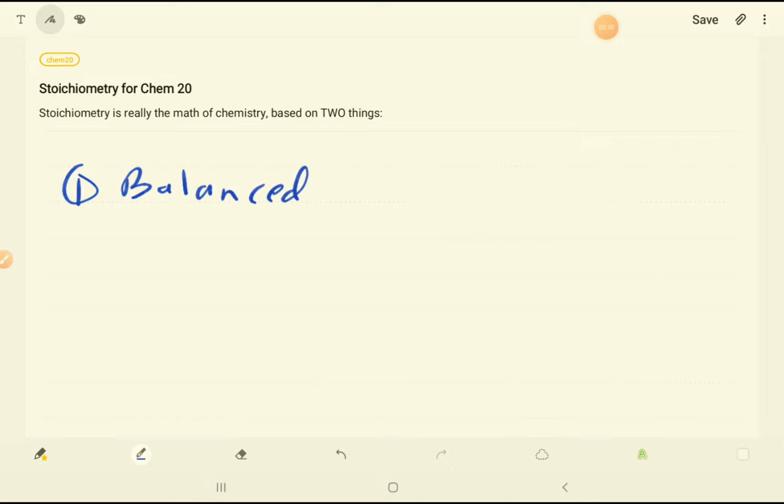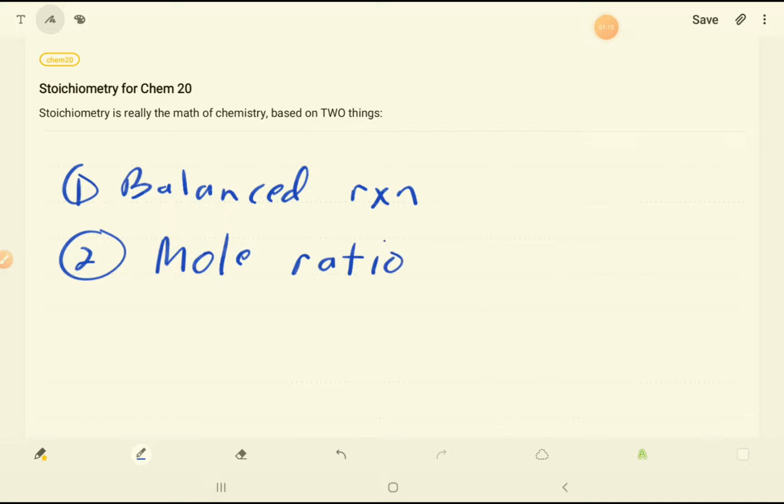So in grade 10, when we were balancing reactions, the idea was that we were eventually going to use them for stoichiometry and to predict how much we're going to get if we do a certain reaction given certain amounts of reactants in a lab setting. So it's based on a balanced reaction, and from the balanced reaction, it's based on something called the mole ratio.